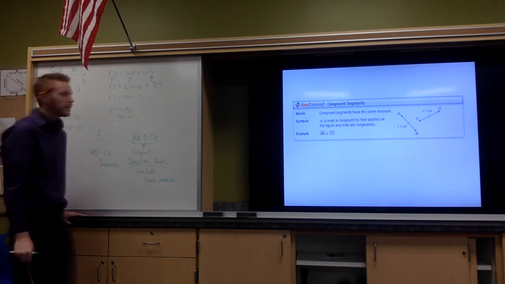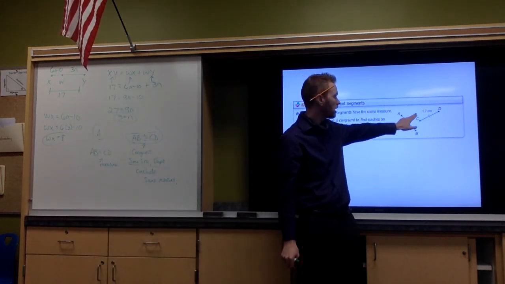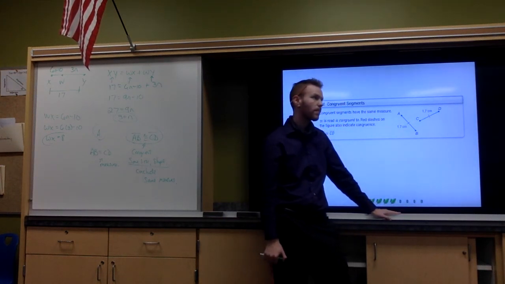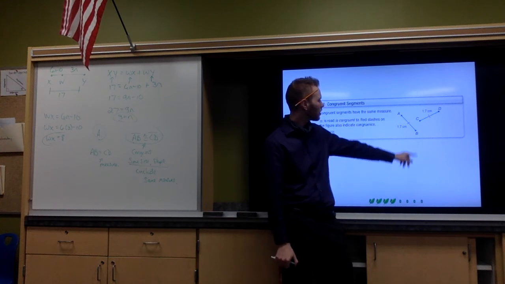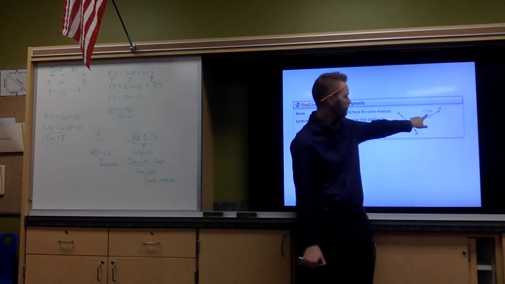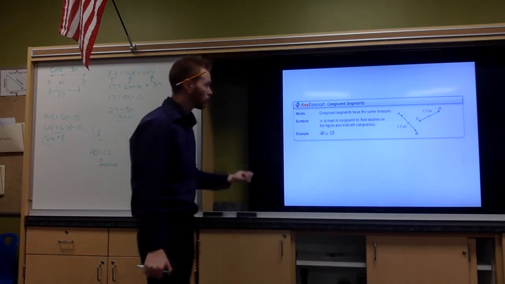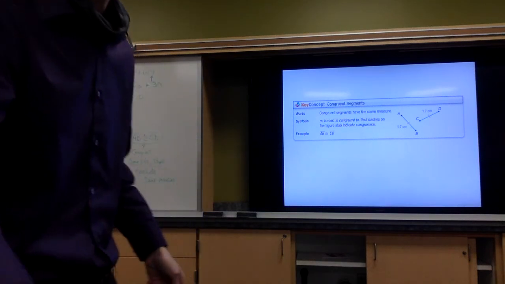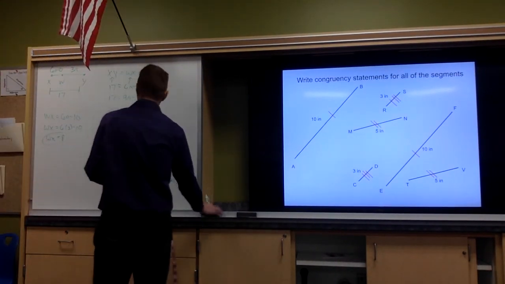Okay. Now, how do we show this? Well, we can show it by writing the measurement down. Both of these segments are 1.7 centimeters long. We can also use a tick mark, okay? If they have the same number of tick marks there, then they are congruent. So we can show it visually too, okay? So write a congruency statement for all of these guys.